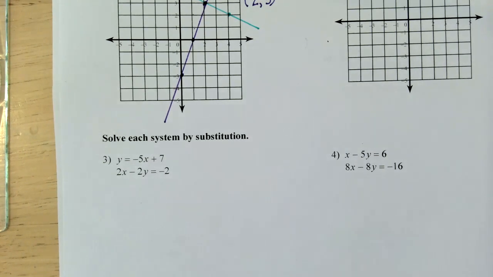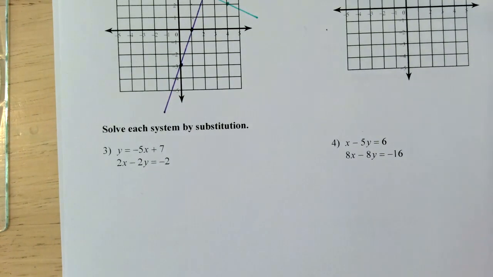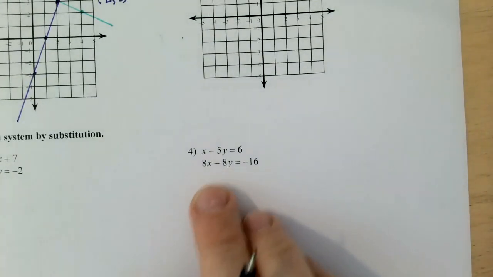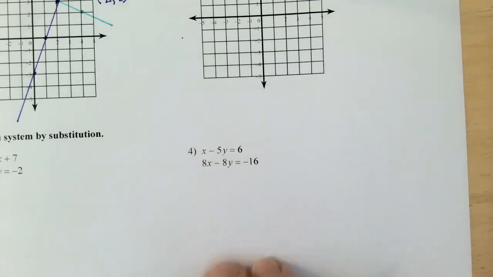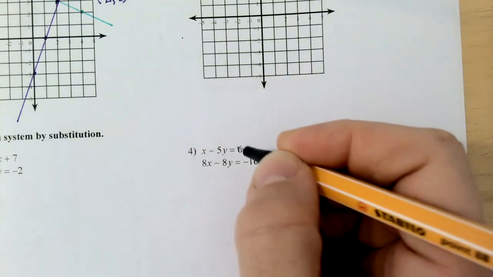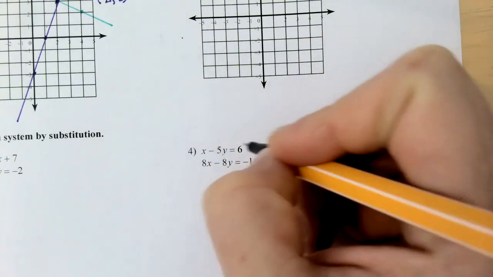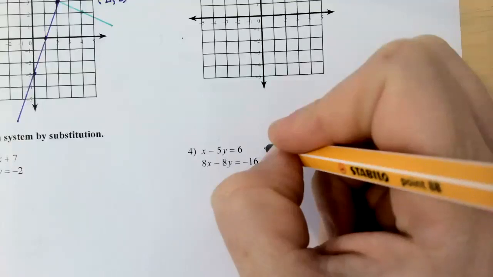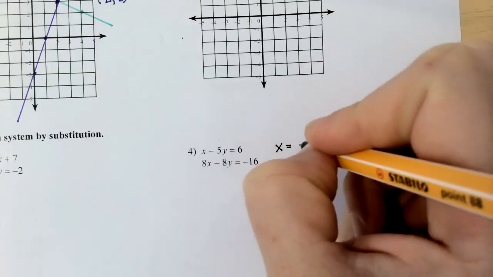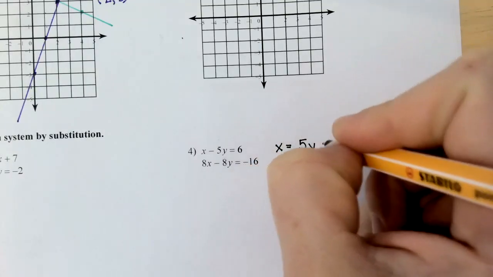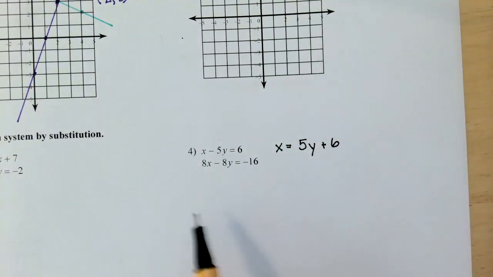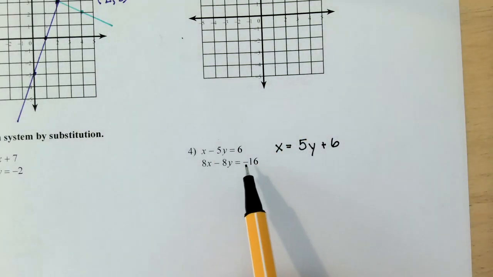Substitution, I don't think I actually went over in the most recent video, but basically, I'm trying to find a good one, but this is a good one because it already has y equals. All right, we'll do this one so that it's more work. So instead of lining them up and combining them, you're going to solve for one of the variables. So this is x minus 5y equals 6. You're going to change it to x equals. So I'm going to add the 5y and I'm going to get x equals positive 5y plus 6. And my second one is still 8x minus 8y equals negative 16.